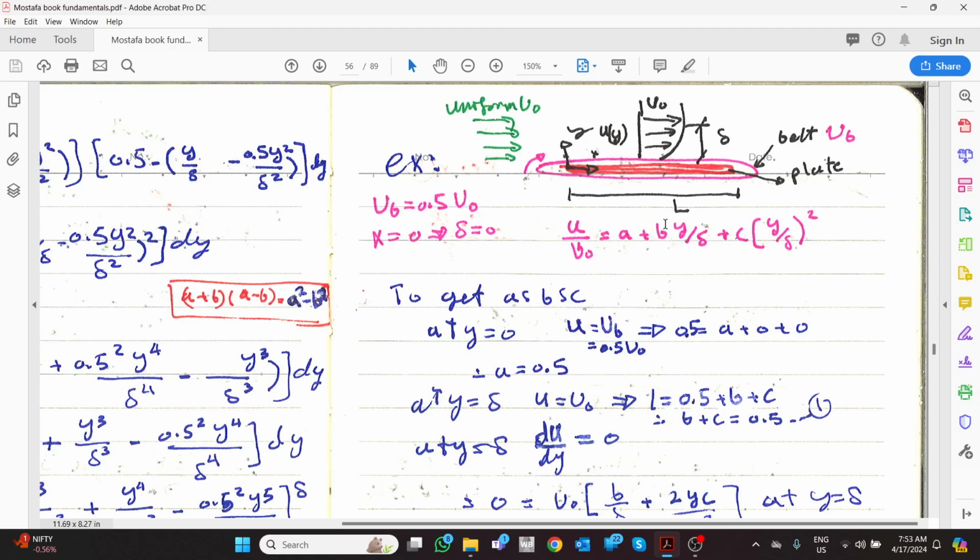Okay, and they start to give you the function of u in definition, of course: u equals u naught multiplied by a plus b y over delta plus c y over delta squared. I will not go into detail how they got this formula. They can get this formula from Navier-Stokes, or from whatever. But now, while you have this formula by any method, for example, you did a wind tunnel test, and from the wind tunnel test you measured the velocity at each point, and you got this formula.